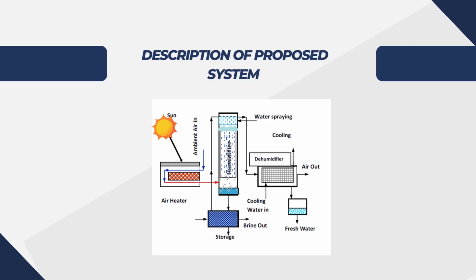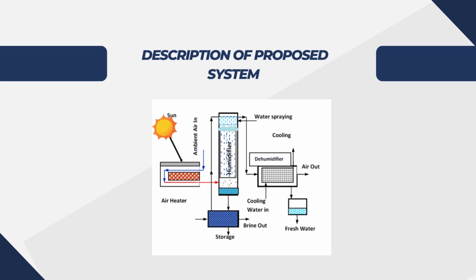In the proposed system, air is heated by using a double pass flat plate solar air heater, whereas water is not heated, unlike in the case of solar stills. By heating the air, we increase the water carrying capacity of the air. In other words, we increase the vaporization of the water.